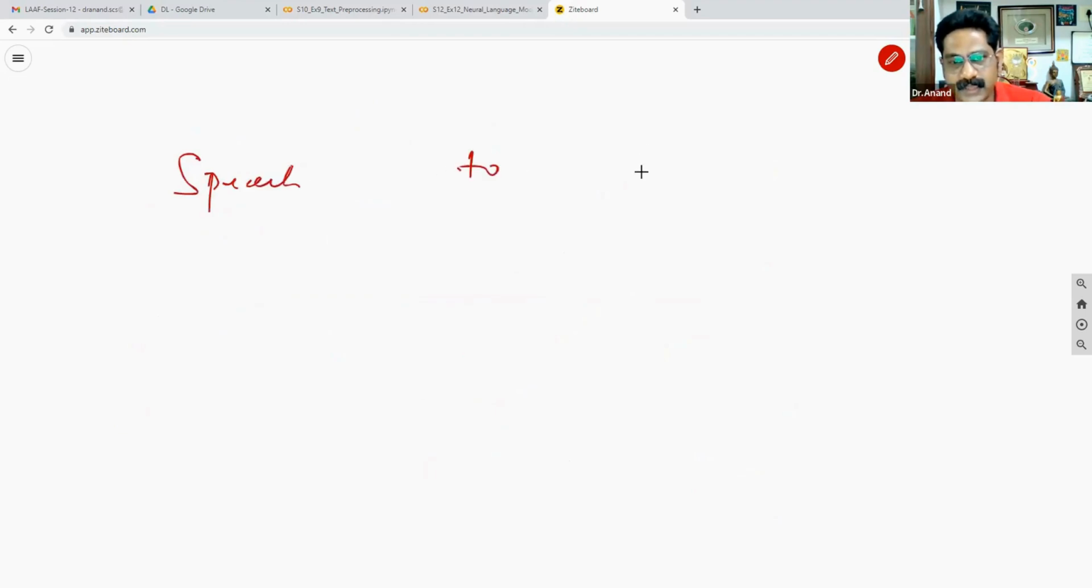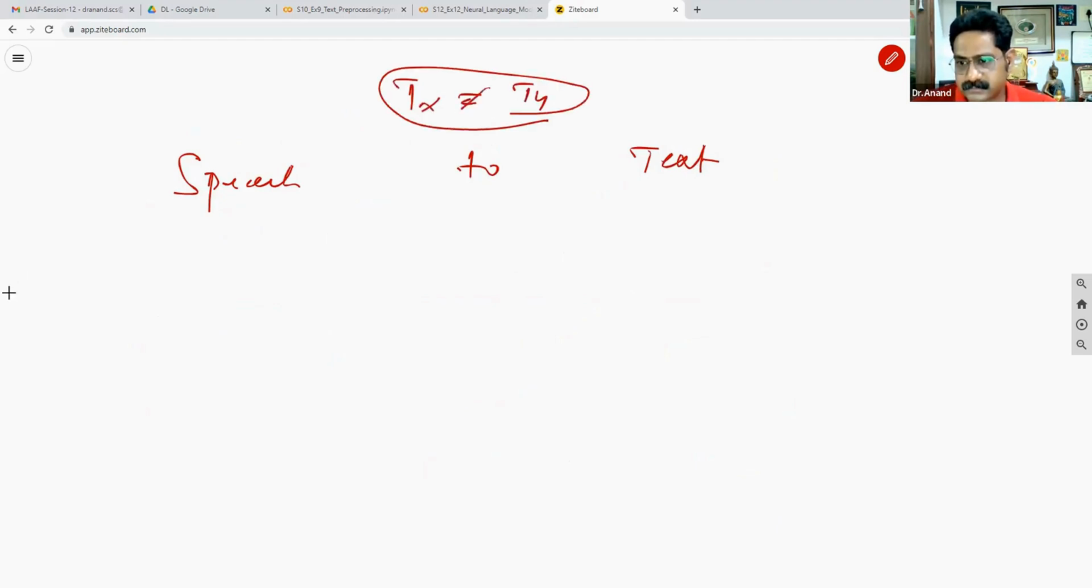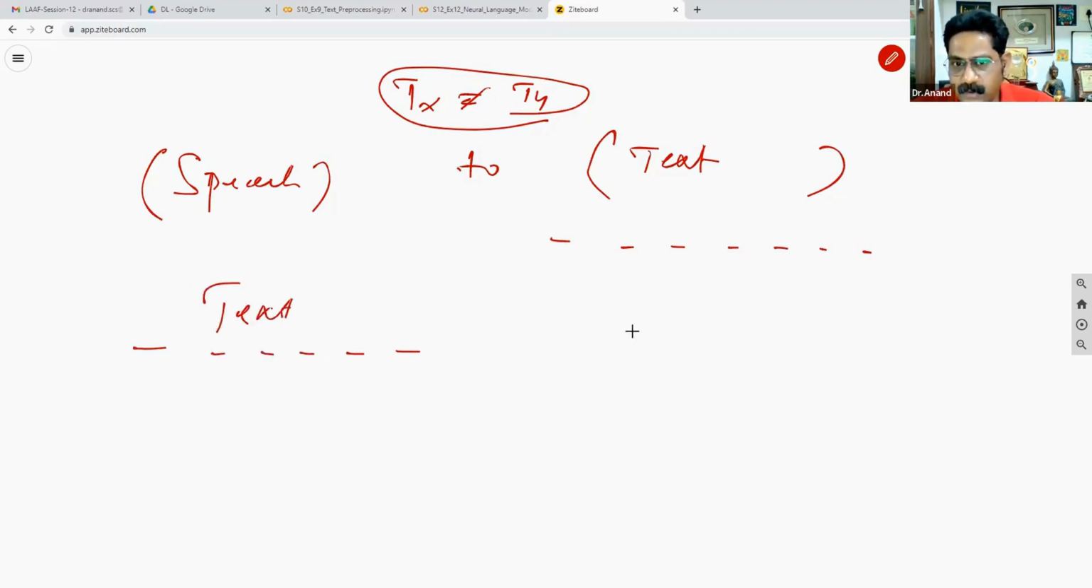Shall I say speech to text, which comes under this category, right? My Tx is not equal to Ty. Please don't be misled by the representation. I'm not talking about the length of Tx being equal to the length of Ty. My representation of input is different from my representation of output. For these kinds of applications, use encoder decoder architecture. I will speak a sentence, and my model will generate the corresponding text for it, isn't it? You can even make the reverse of it. I give a feed of sentences, and my model will generate speech for it. Text to speech.